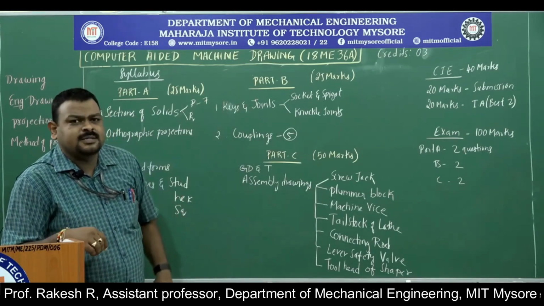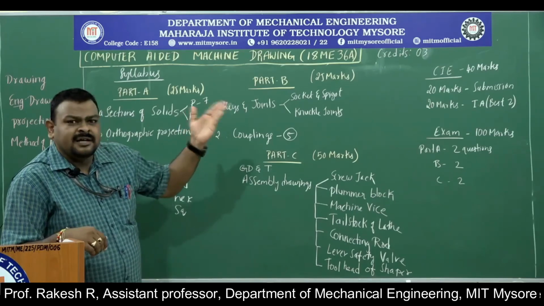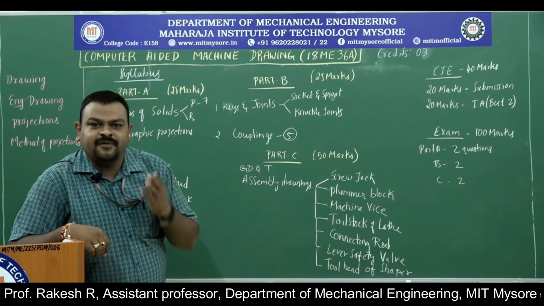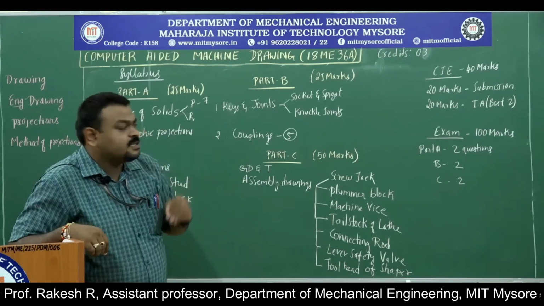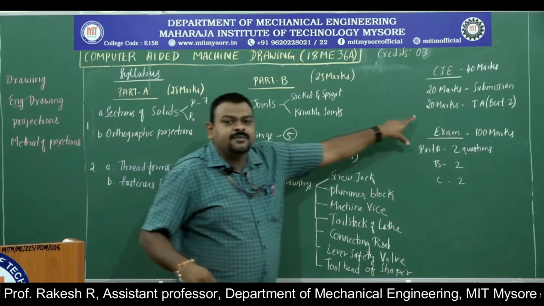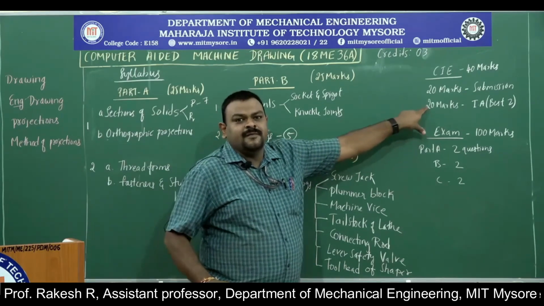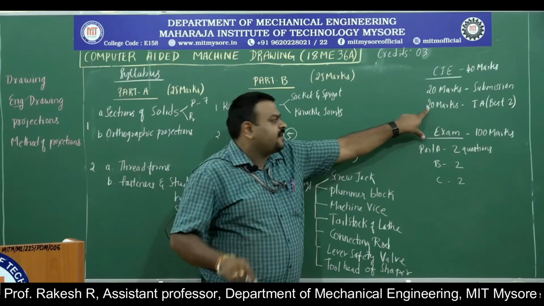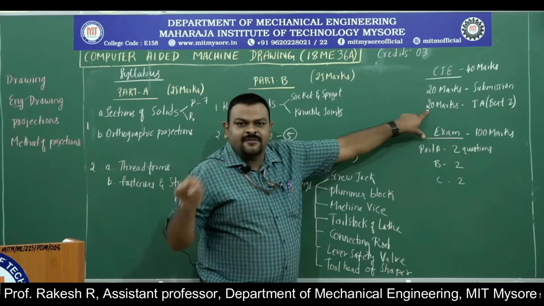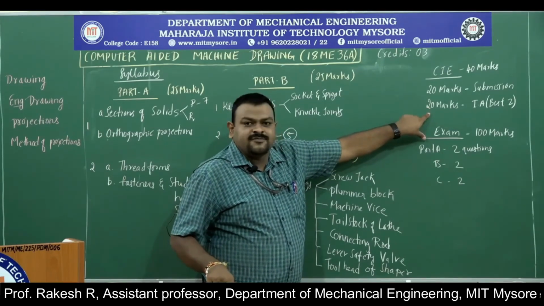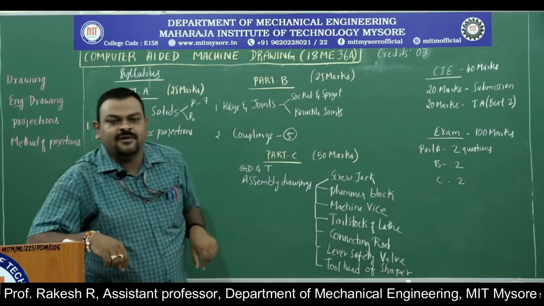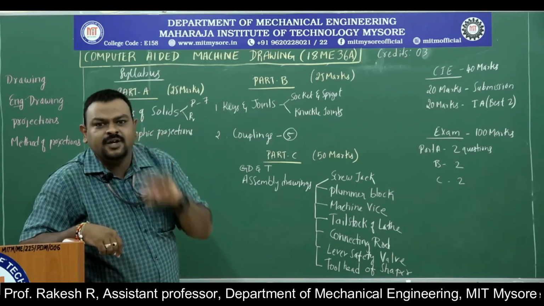Then coming to your exam pattern, internal assessment is also different here. 20 marks is dedicated for your sketchbook and 20 marks is dedicated for the internal assessment test. Out of 3 tests, we will consider the best 2 tests. Those best 2 tests will be converted to 20 marks. Initially that will be given for 30, and 30 is being converted into 20. 20 marks for test, 20 marks for submission. Total will be 40 marks for your continuous internal evaluation.